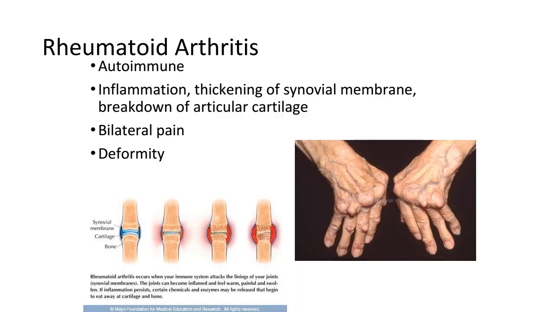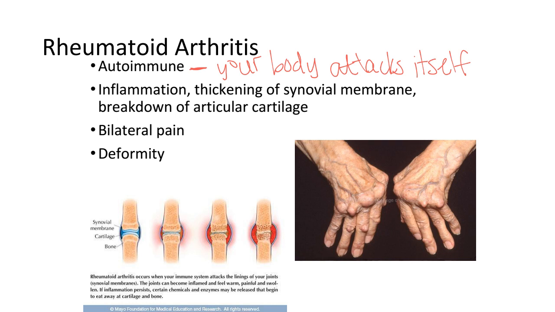Okay, let's look at some types of arthritis, and then I think we will be all set. So our first one here is rheumatoid arthritis. Rheumatoid arthritis is an autoimmune disorder. So an autoimmune disorder is when your body is attacking itself. Your immune cells are having trouble recognizing your body, and so they start attacking your body. So we get a lot of inflammation with this.